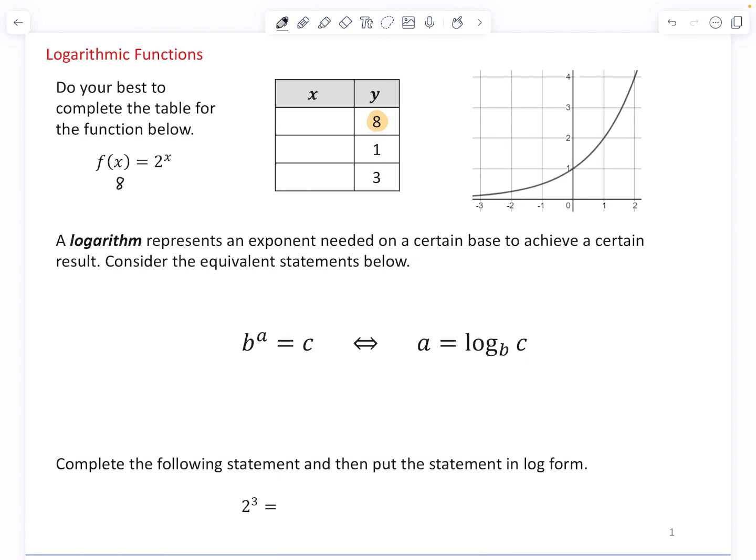So if I change the output to 8 and then ask myself what does x need to be so that this is a true statement, we see that x needs to be 3 because 2 cubed is 8. Similarly, if the output is 1, what does the x need to be? 2 raised to what power equals 1? And the answer here is 0.